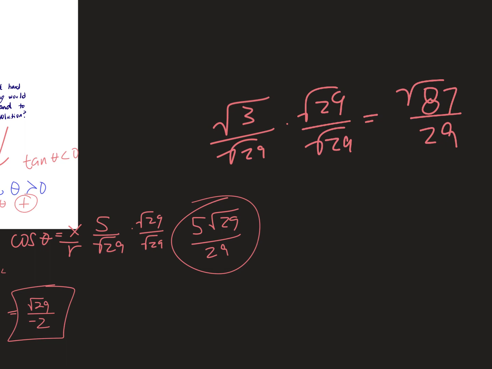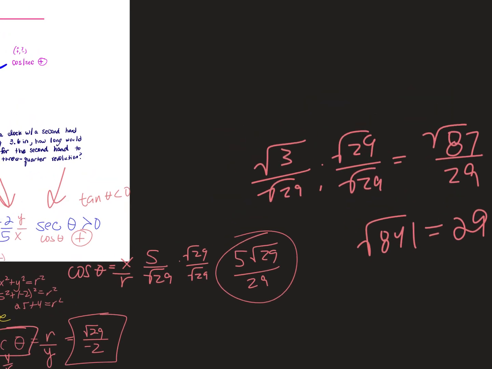But the root will not cancel out? The square root, okay, so 29 times 29 is 841. So when you multiply these two together, you get the square root of 841. And the square root of 841 equals 29. Okay, gotcha. Yeah. All right, last thing I'm going to go over.